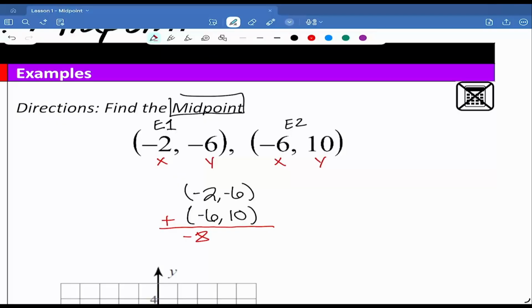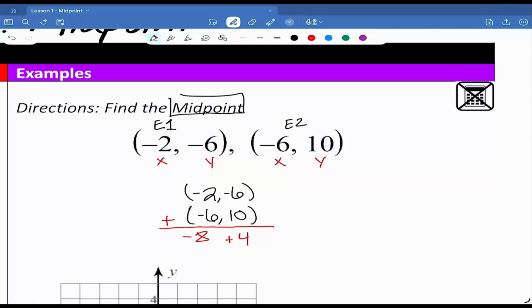Because they are opposite signs, we have to subtract the numbers and keep the sign of the bigger. So 6 minus 10 is going to be 4. And the bigger number in that was the 10, which is positive, so that's going to give us a +4.